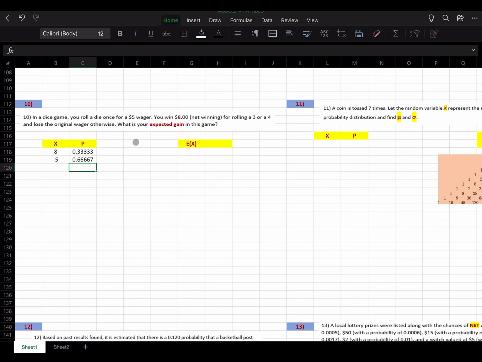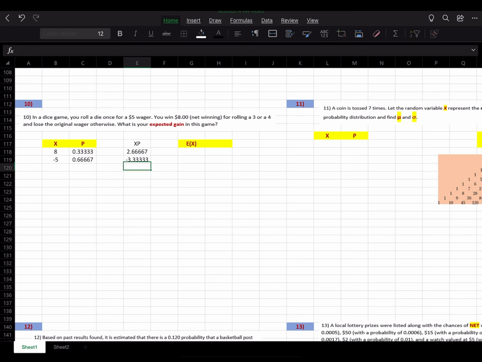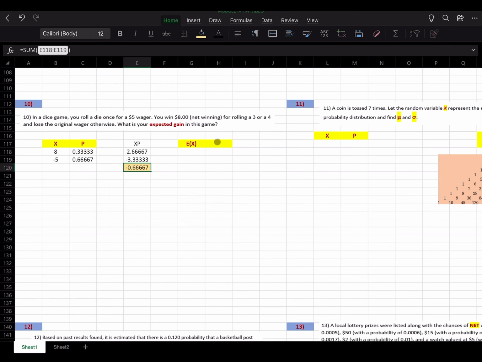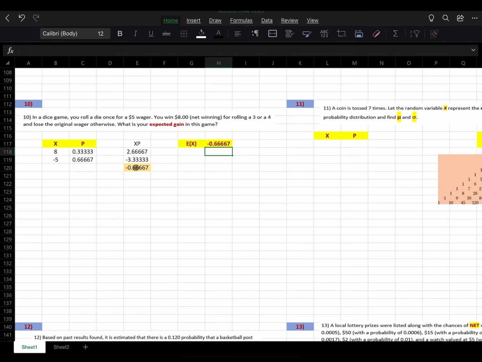And now you want to calculate the expected value, so you have to calculate the XP's, which is basically X times P. It's easier to just type it than drag it down on an iPad. So I'm just going to type it. There we go. So those are my XPs, and if I add them up, I get negative 0.666666, and that's my expected value. That's my mean. Of course, I have to write it here, so I can just say equal to that number, and it will bring it there, and that's my expected value.